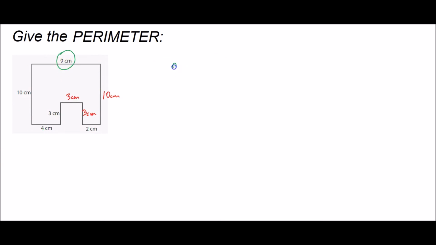Counting from here, we've got 9 plus 10 plus 2 plus, and this is really important, you cross these numbers out as you go because it's so easy to miss one out. 3 plus 3 plus 3 plus 4 plus 10.